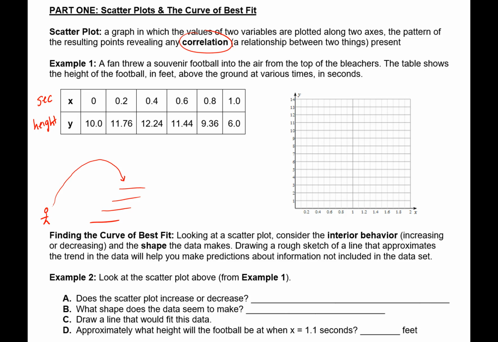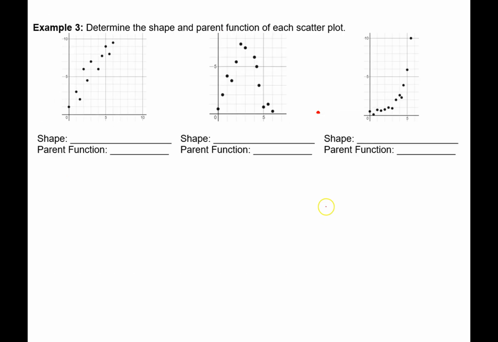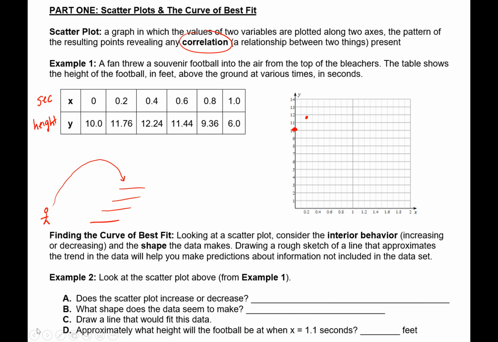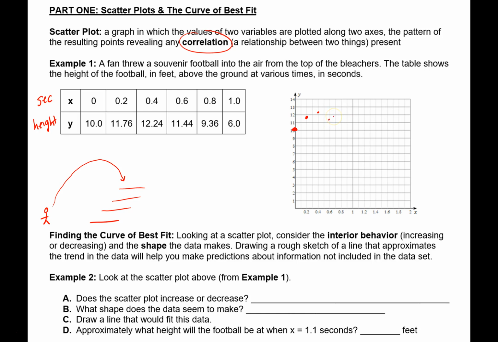At 0, the y value is 10. At 0.2, it's 11.76. At 0.4, it's going to be 12.24. At 0.6, it'll be 11.4. At 0.8, it's at 9.36. And 1 second in, we're all the way down at 6. Okay, so we have our ordered pairs plotted there.